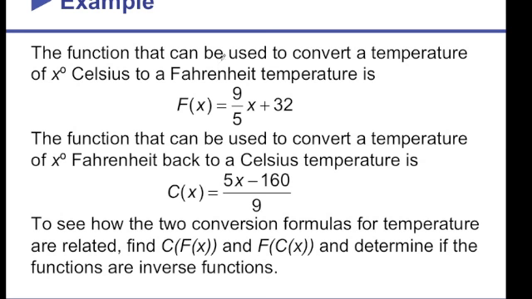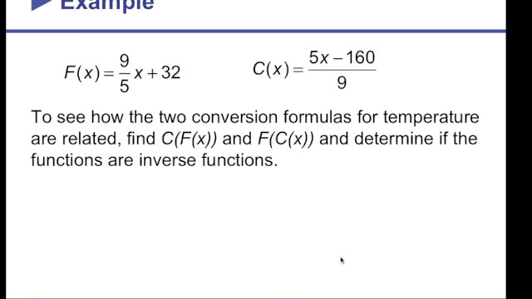The function that can be used to convert the temperature in degrees Celsius to degrees Fahrenheit is given by f of x equals 9/5 x plus 32, and the function used to convert degrees Fahrenheit back to Celsius is c of x equals (5x minus 160) over 9. To see how these two conversion formulas are related, we're going to find c of f of x and f of c of x and determine if the functions are inverse functions.